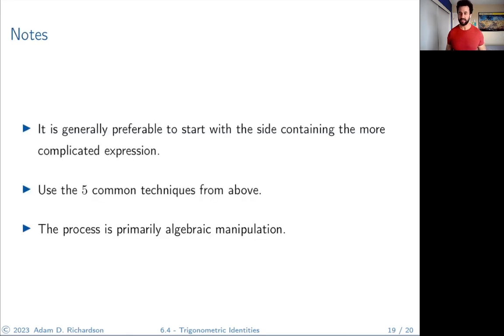A couple of last minute notes here. I've already said them a few times. Generally, it's preferable to start with the side containing the more complicated expression. Just use the 5 common techniques that we saw above. And then the process is primarily just algebra. So this is like the most algebraic part of the course, I would say. Although, I suppose when we get to some stuff involving the conic sections and polar coordinates, that's also pretty algebraic. But frankly, this is just a lot of algebra.